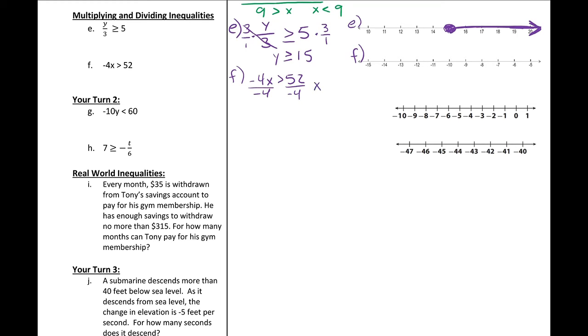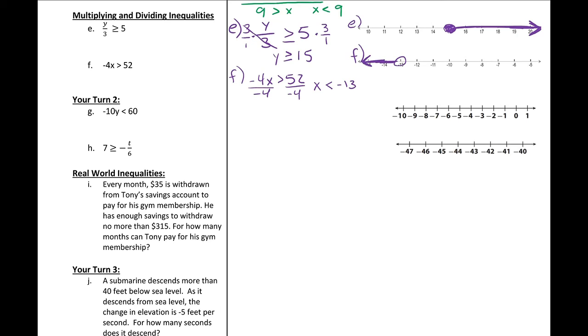And we get x. Remember to flip your sign. X is less than 52 divided by negative 4 is negative 13. Open circle at negative 13 and shade to the left.